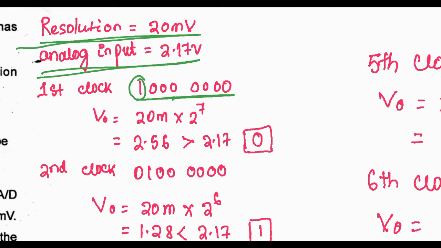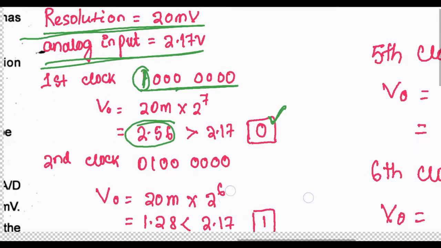So what will happen? 20 millivolt, the resolution, times 2 to the power 7, which is the decimal value of that first bit or first clock. This results in 2.56, which is greater than 2.17, the given analog input. So what will be the digital value? The digital value will be 0, because this is greater. When it is smaller than 2.17, the bit will be 1. So we first considered this bit to be 1 and examined it, and we got the first bit to be 0, not 1.